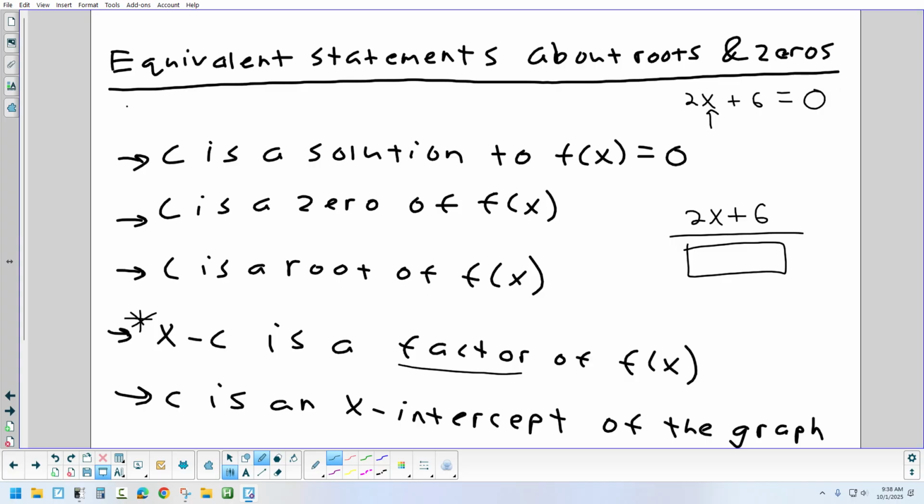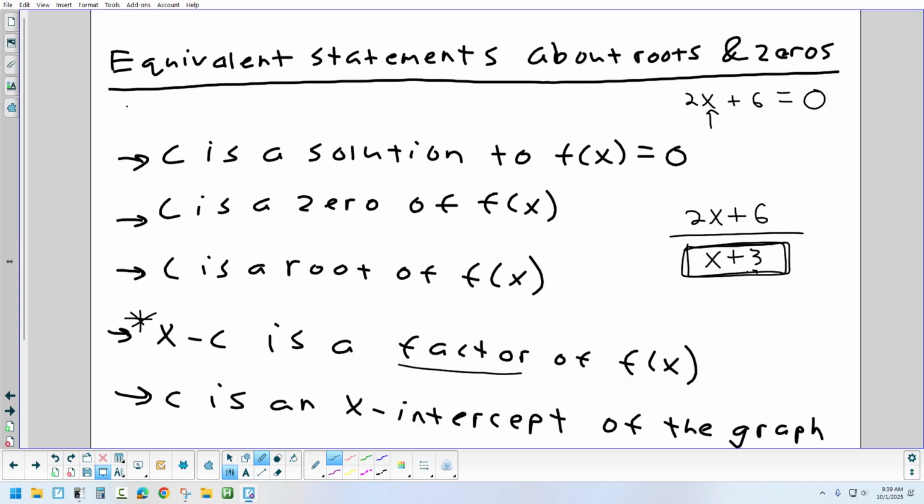Would it be x plus 3? Yeah. If you were dividing by x plus 3, and you wanted to check the remainder, you would be taking negative 3, which happens to be the root, and plugging it in and seeing if you get 0. So when you plug in negative 3 here, it does give you 0. So that means this would have to be a factor, because you're getting a remainder of 0 when you plug negative 3 in for x.